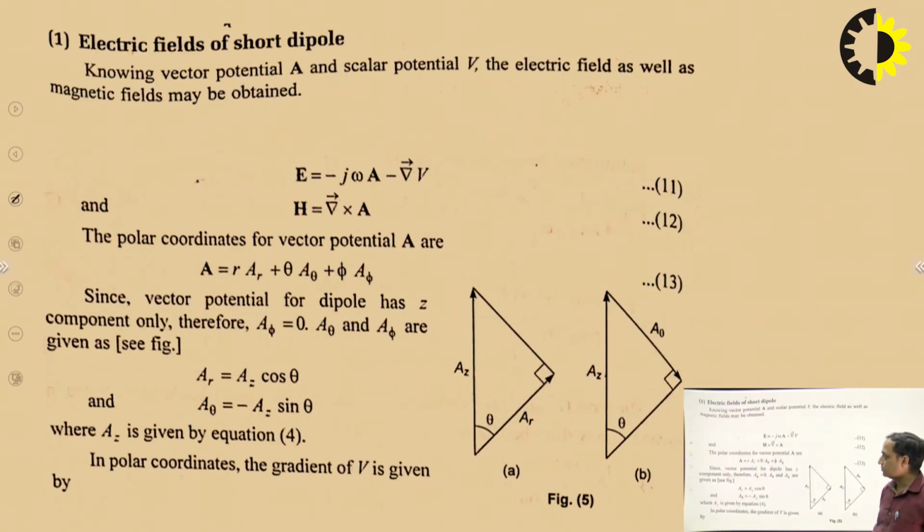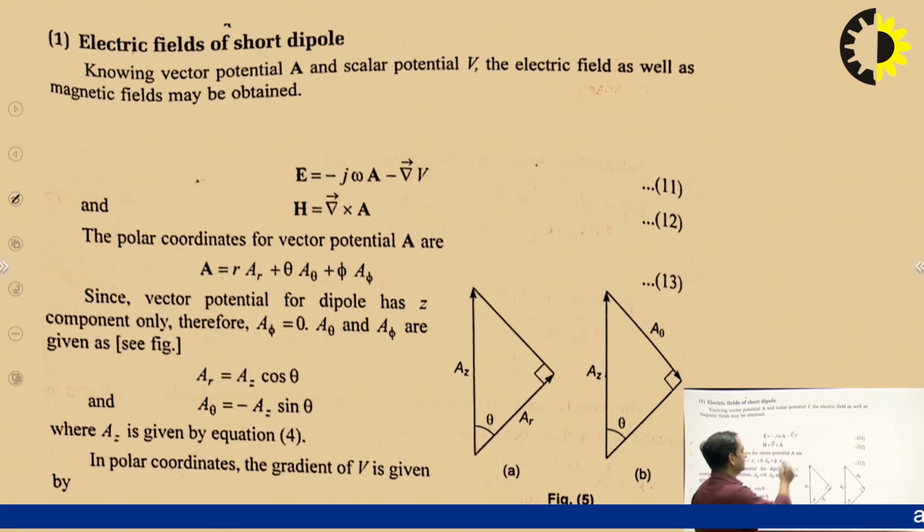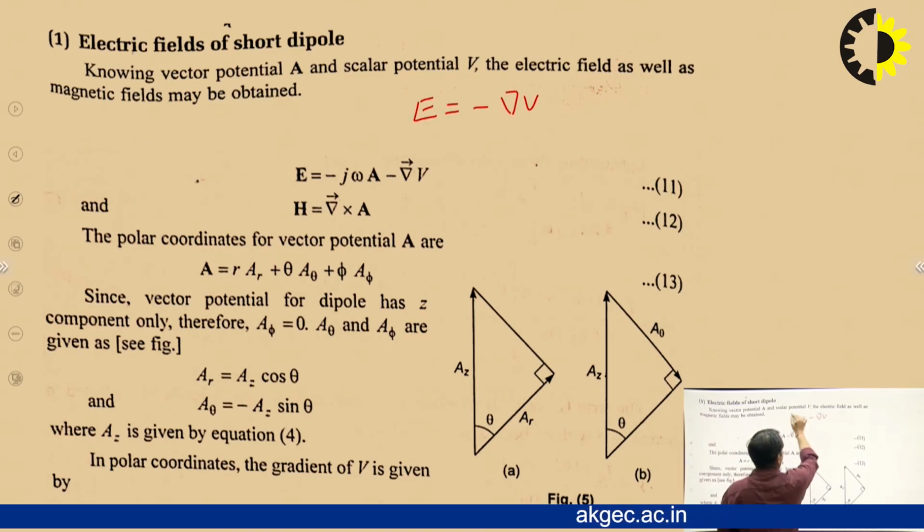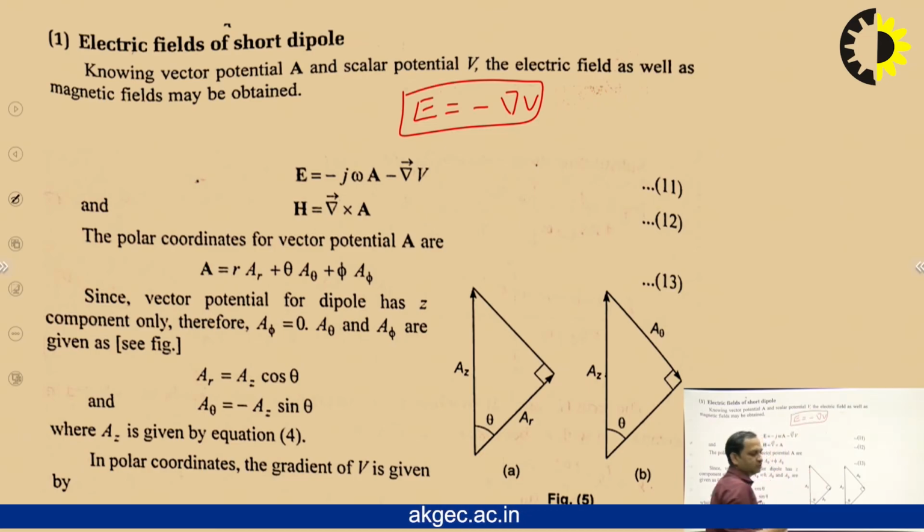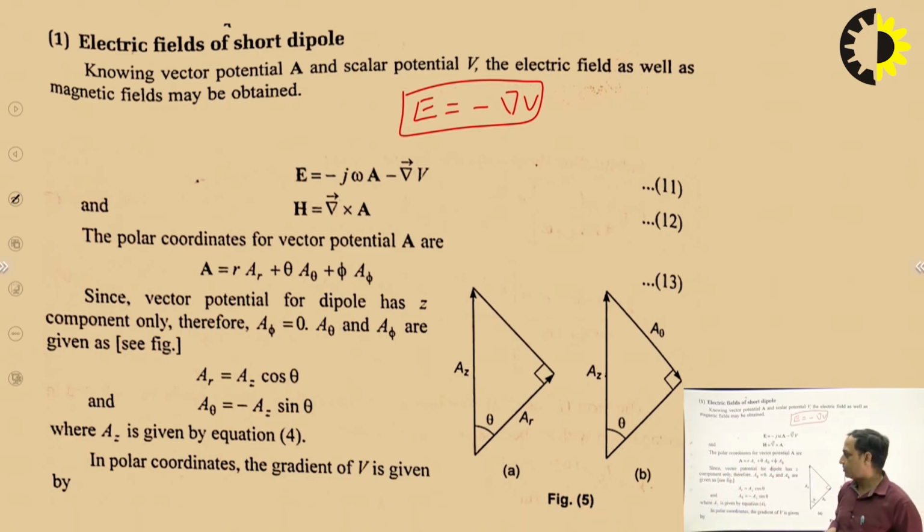Okay, so now we come to the electric field of the short dipole. We know that when we have only a static field, the electric field is equal to minus the gradient of the potential. But we are talking about a short dipole, which means a current carrying conductor is there. Because of the current carrying conductor, the magnetic vector potential will be there and the scalar potential will also be there, which we have just derived, right?